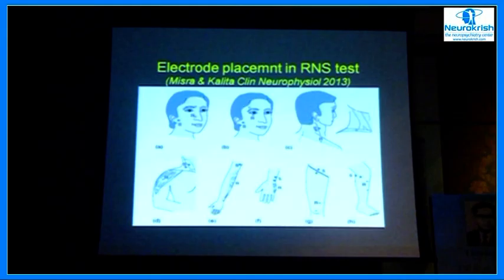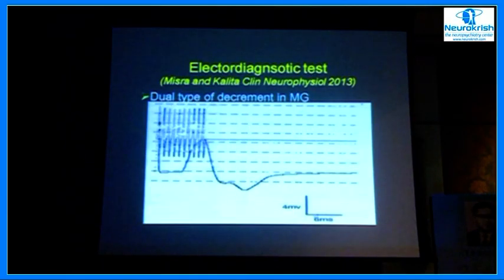These are the electrode placements for the RNS study. This is the nasalis: active here, reference here, stimulate from here. Then we can do ocular, orbicularis oculi, trapezius, deltoid. You stimulate from the supraclavicular point and record from here; abductor, flexor carpi ulnaris, abductor digiti minimi, and so on. So you can do whichever muscle you want, but one has to be comfortable and experienced in doing a few muscles which give you the best yield.